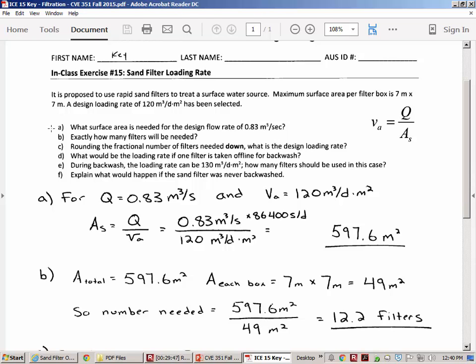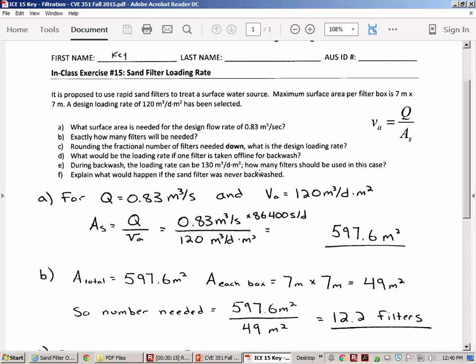And so in part C, what I'm saying is, what if we're trying to just save the client some money. Instead of building more filters, why not look at building less? Because the loading rate is just a guideline anyways. This 120 cubic meters per day per square meter, there's some flexibility with that, depending on how good your treatment process is. So let's say, what happens if we use 12? Is it going to be okay if we use 12?